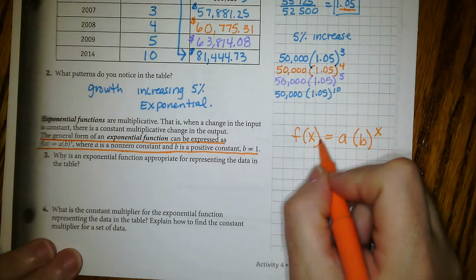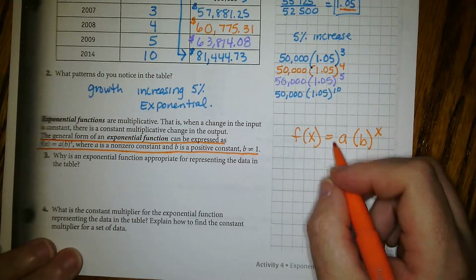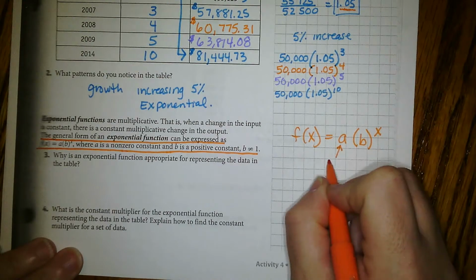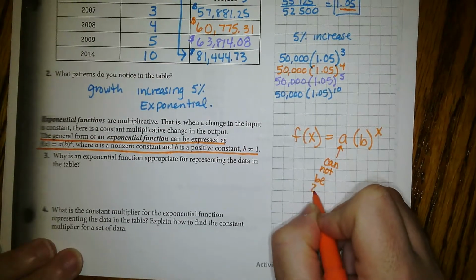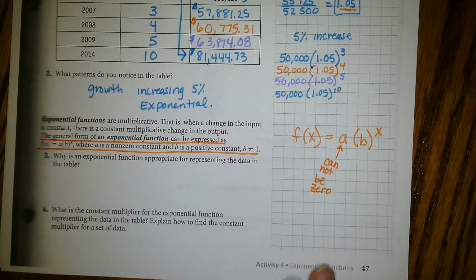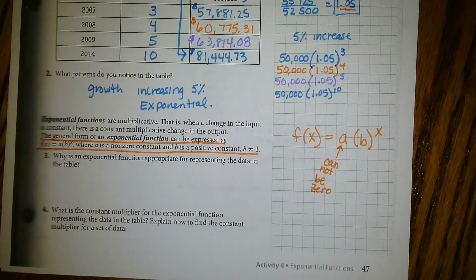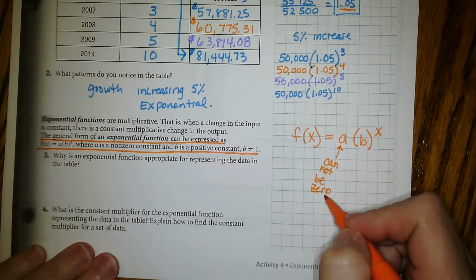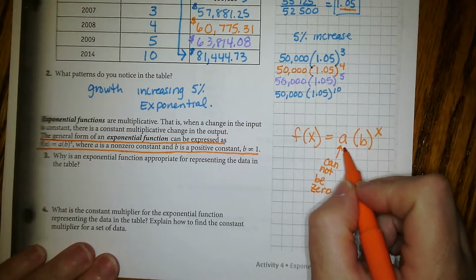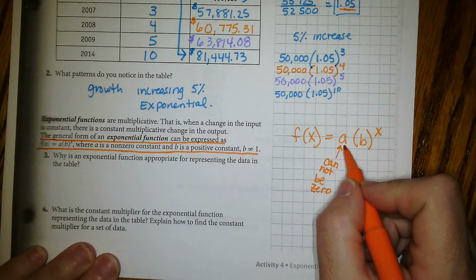Okay? This is my y. This is my x. This is my initial. Now, this cannot be 0 because you can't begin with nothing and have it grow. Nothing does not grow. You have to start with something. Okay? So when it says that a is a non-zero constant, a has to be a value that you can start with. Okay?